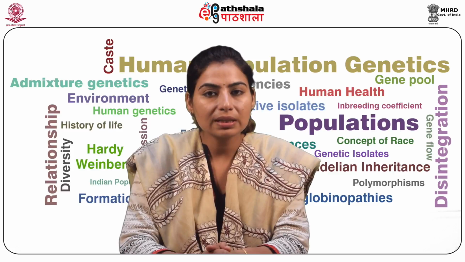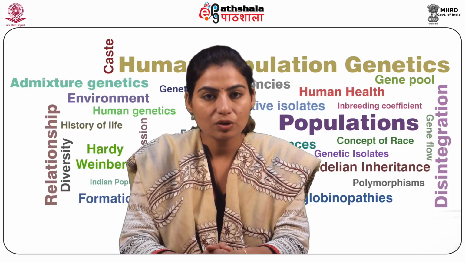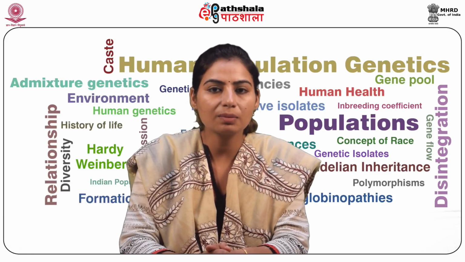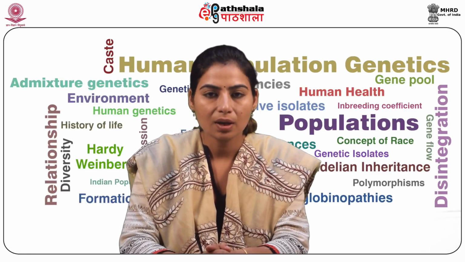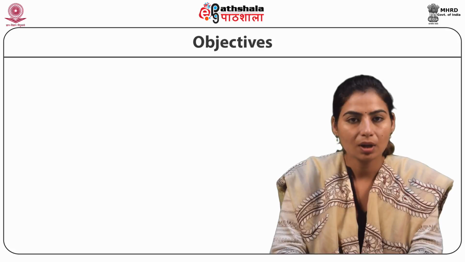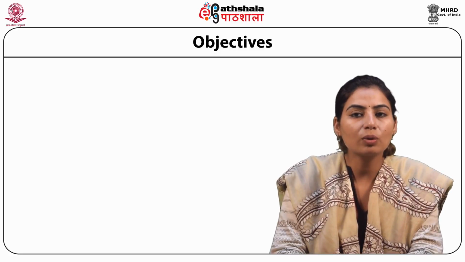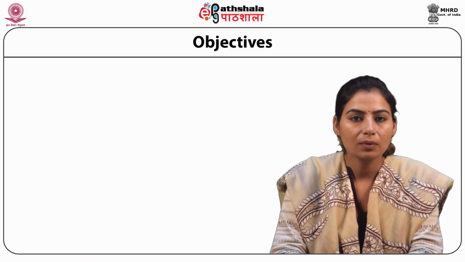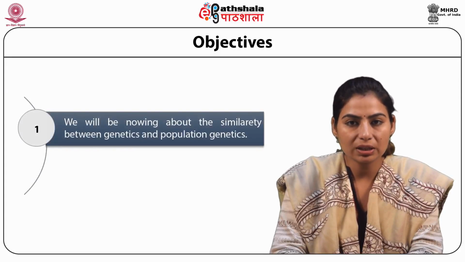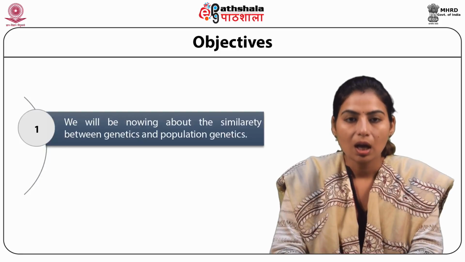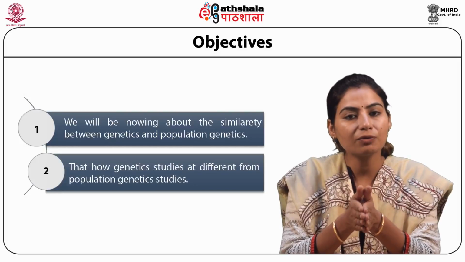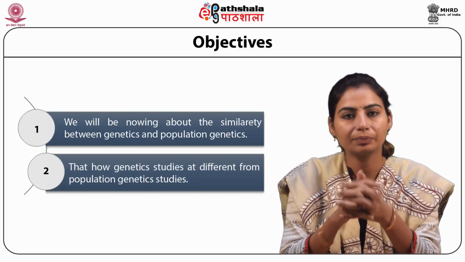Today we are going to discuss the module in which we deal with the relationship of population genetics with other branches of human genetics. This module comes under the paper of human population genetics. So let's see what we are going to learn from this module. In this module, we will learn about the similarity between genetics and population genetics. We will also observe how genetic studies are different from population genetic studies.